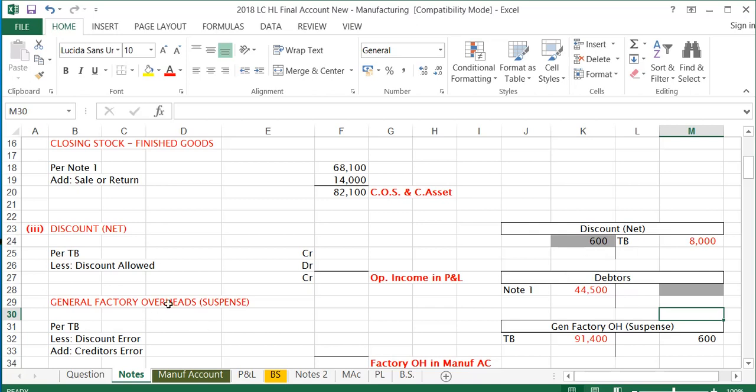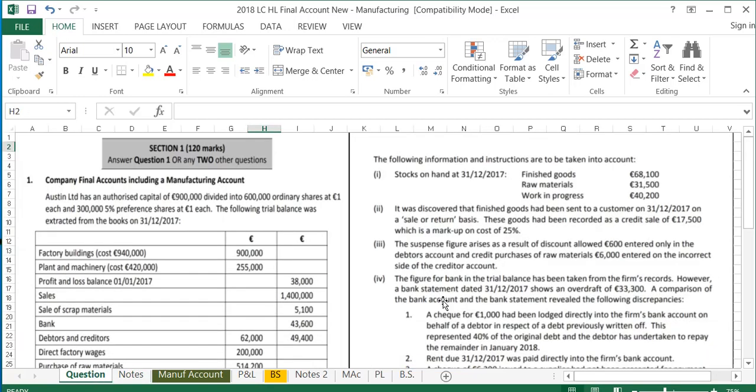The second part of the question then says that there's a purchase of raw materials 6,000 entered on the incorrect side of the creditors account. So if we purchase raw materials, we should debit purchases and credit creditors. So it was okay in the purchases, but in the creditors, it was put in the wrong side of the creditors account, the incorrect side of creditors.